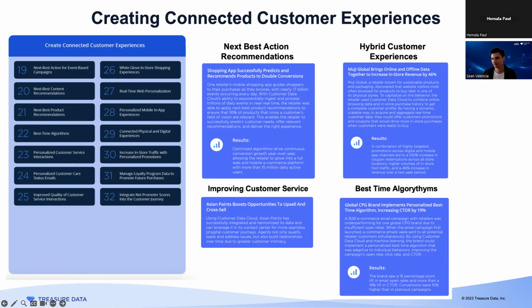Once they started understanding these and optimizing their promotions, they really saw an increase in both interactions and redemption rates of their promotions, and saw a 46% increase in revenue over a 2-year period after investing more in these services. Going on to the bottom row here, for improving the customer service.